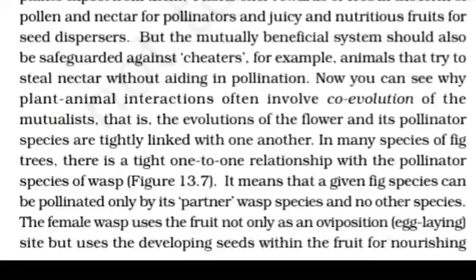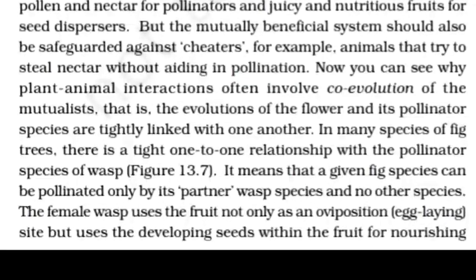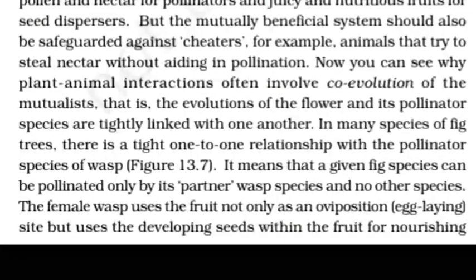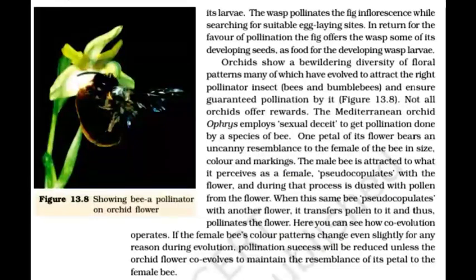The female wasp uses the fruit not only as an oviposition, egg-laying site, but uses the developing seeds within the fruit for nourishing its larvae. The wasp pollinates the fig inflorescences while searching for a suitable egg-laying site. In return for the favor of pollination, the fig offers the wasp some of its developing seeds as food for the developing wasp larvae.